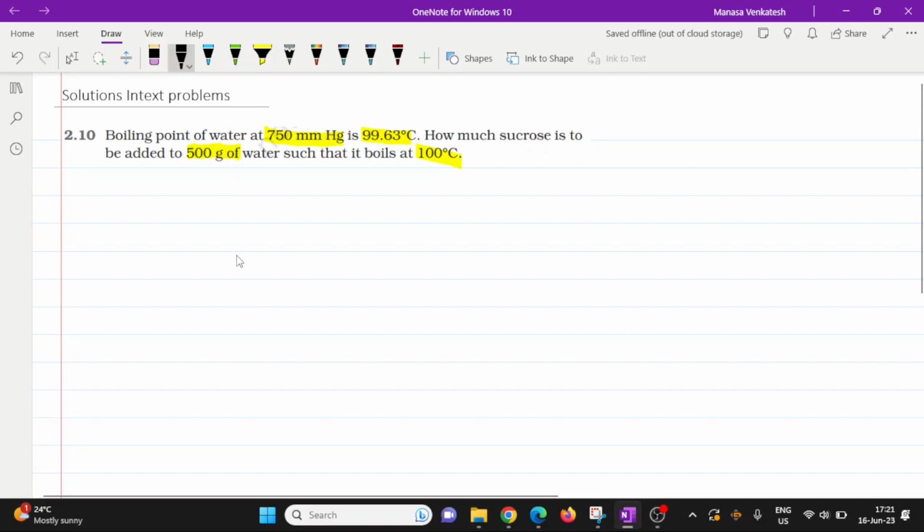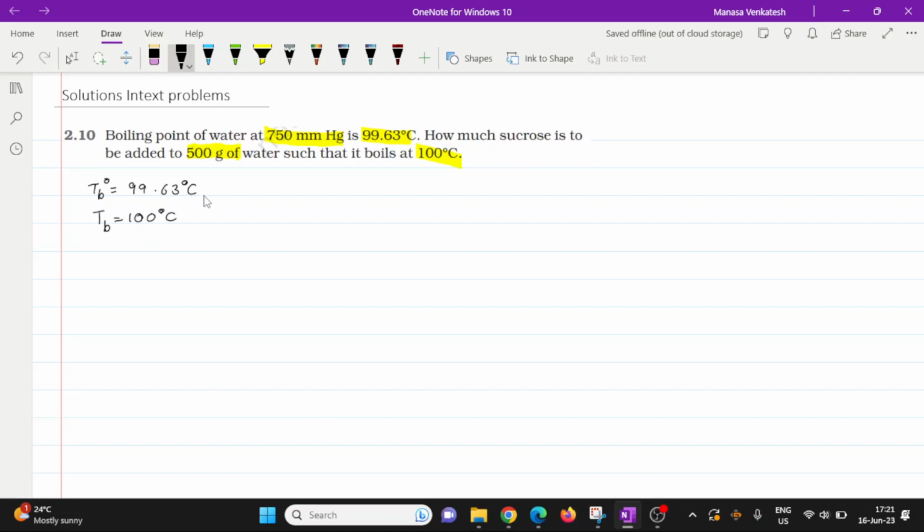Now let's write down the things that are given to us. We've been given the boiling point of water, which is TB naught, sorry, this is TB naught, equal to 99.63 degrees Celsius. TB equals 100 degrees Celsius, because of the elevation of boiling point.